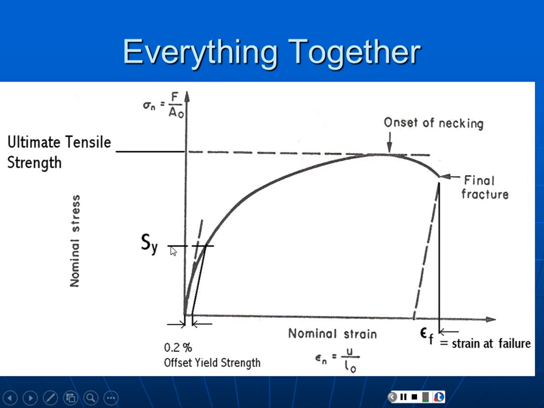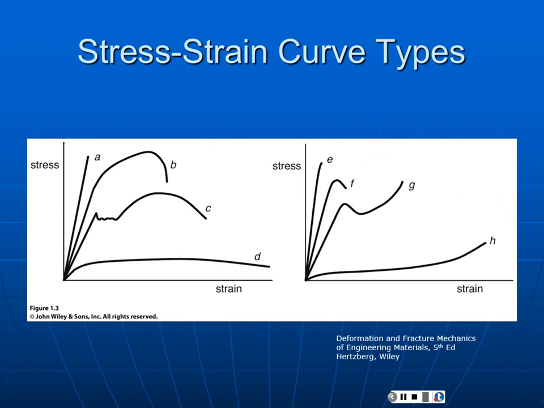There's your yield strength. Onset of necking here, your peak. That's going to be your ultimate tensile strength. Final fracture, there's your strain at failure, and if you follow this parallel to the modulus line back, you're going to get your plastic strain at failure. Okay, so those are all the things we should be able to get out of a stress strain curve on one slide. Now, there's different kinds of stress strain curves.